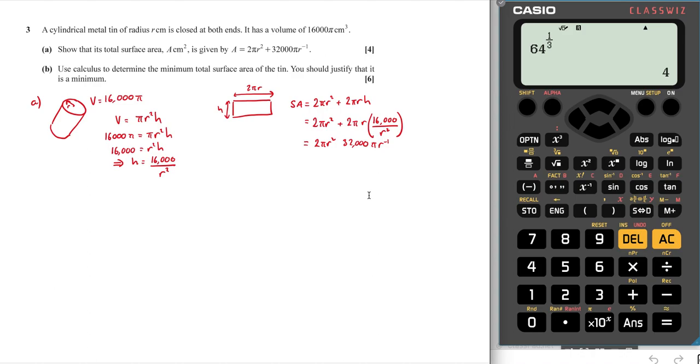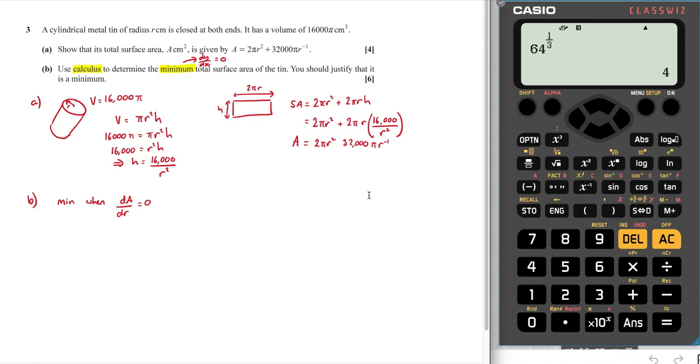Part B. Use calculus to determine the minimum total surface area. So we're told calculus, we're told minimum, so we know at a minimum dy by dx equals 0. Now, it's not going to be dy by dx in this because we don't have dy and dx in there. In this case then, for a minimum, we've got an expression linking A and r. So in this case, dA by dr is going to be 0.